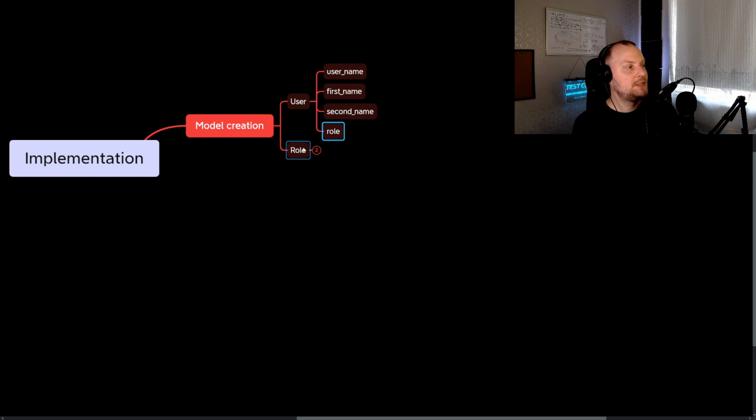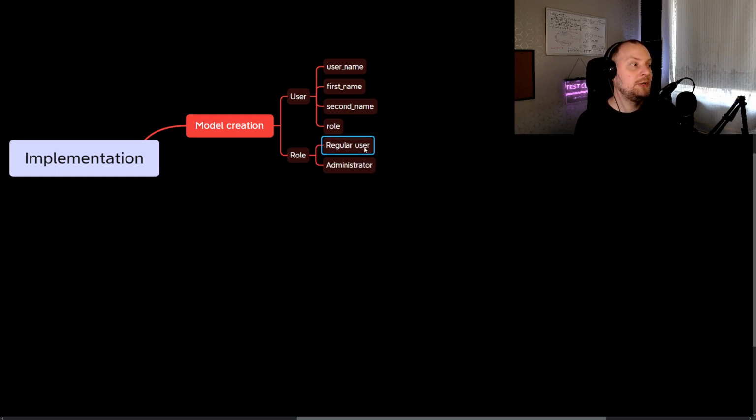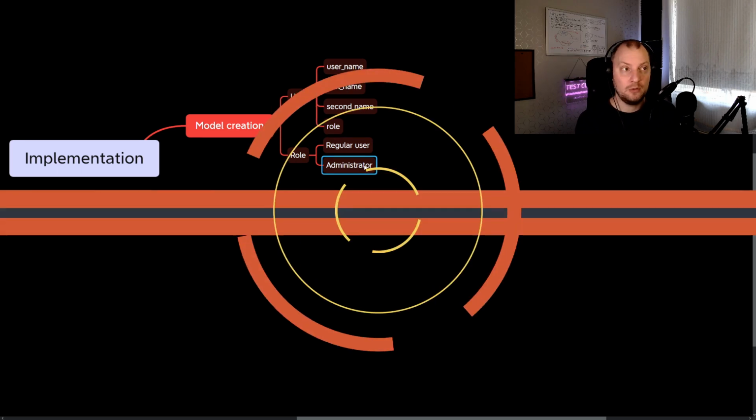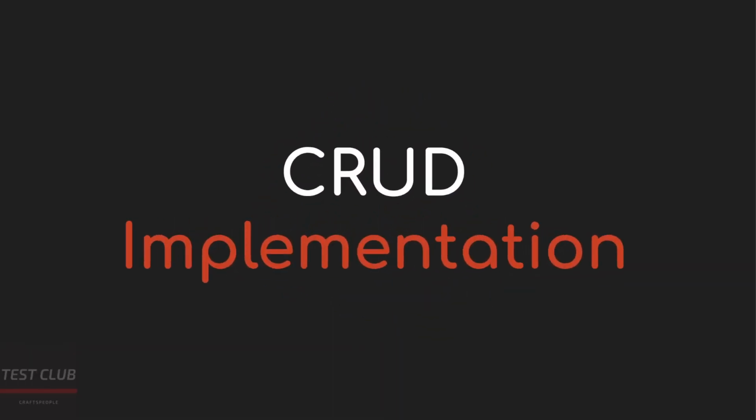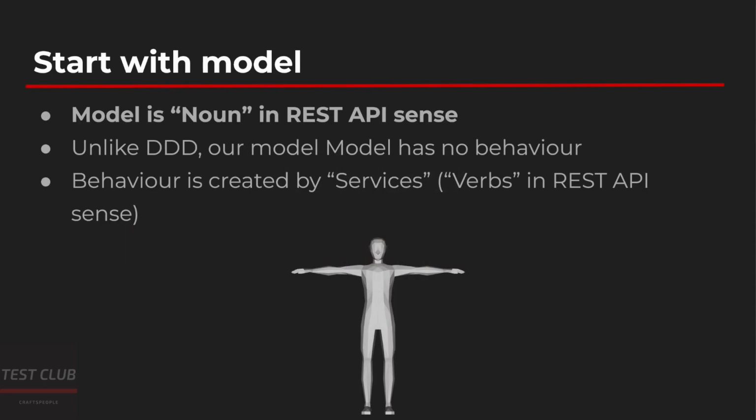And role is necessary because we're having some intrusive and non-intrusive operations. So, for example, we don't want any user to be able to delete any other user. So we want to have a kind of administrator user which can delete some other users. And for this, we're going to have a regular user role and administrator role. So now we're ready to start with our implementation. Our first step would be to implement the model of our application.